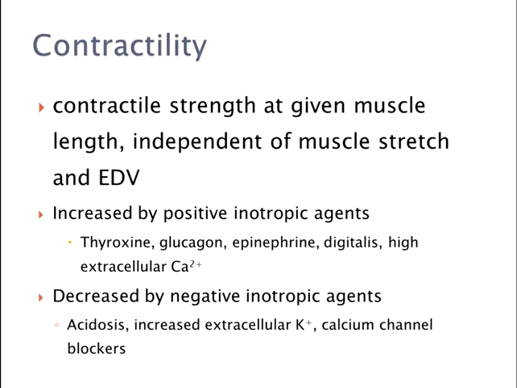Okay. And then calcium channel blockers. So let's say we're trying to lower someone's blood pressure. We might actually give them a calcium channel blocker in order to decrease the strength of contraction of the heart in order to lower blood pressure. Okay. So these are the factors that are going to increase the strength of contraction, and then the factors that are going to decrease the strength of contraction.